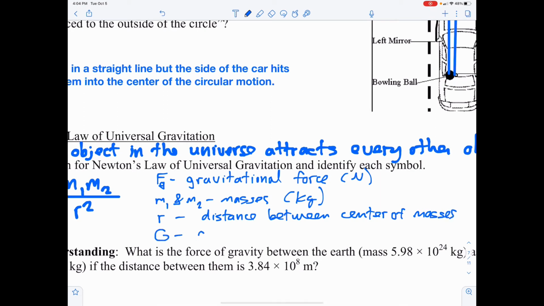G, big G, is what is referred to as the gravitational constant. And its value is a very small number of 6.67 times 10 to the negative 11. You do not need to memorize this number. Even on the AP exam, it's provided for you in a table of information.